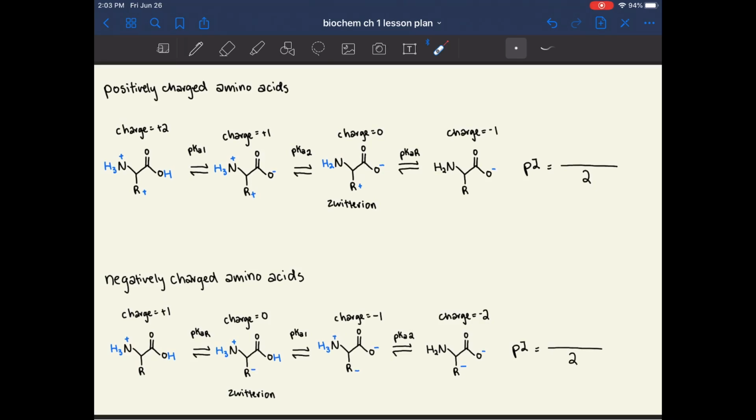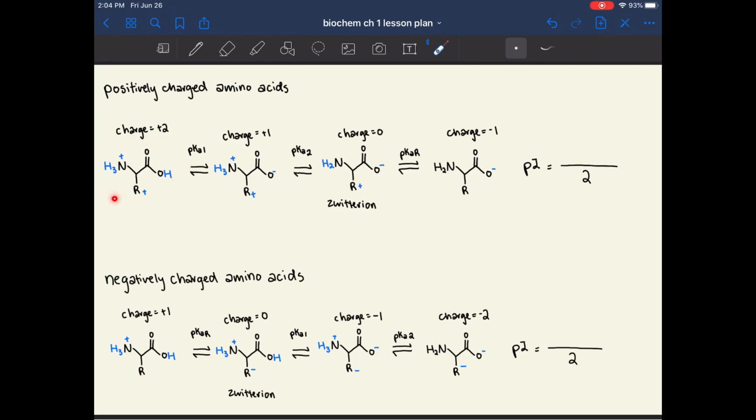Now, calculating the pI for your positively charged and negatively charged amino acids is slightly different because your side chains are now charged as well. So if you start at very low pHs for positively charged amino acids, this R group will have a positive charge on it. And the reason why these amino acids are known as positively charged is because the pK of their R group lies above the pK of even the amine. So as you increase the basicity of the solution, this R group retains its positive charge for the longest.